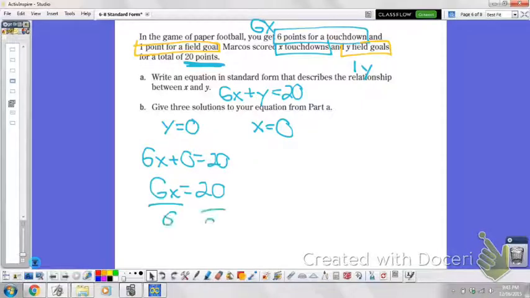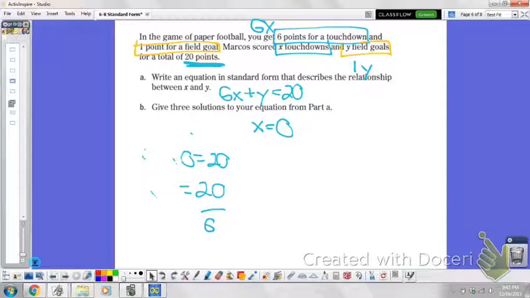Divide by 6. And x is equal to, well, wait a second, 20 over 6 isn't a whole number. So that means that y being 0 will not work. So we'll have to scratch that one. We'll get rid of that one, and we'll have to come back and see if we can find another one.